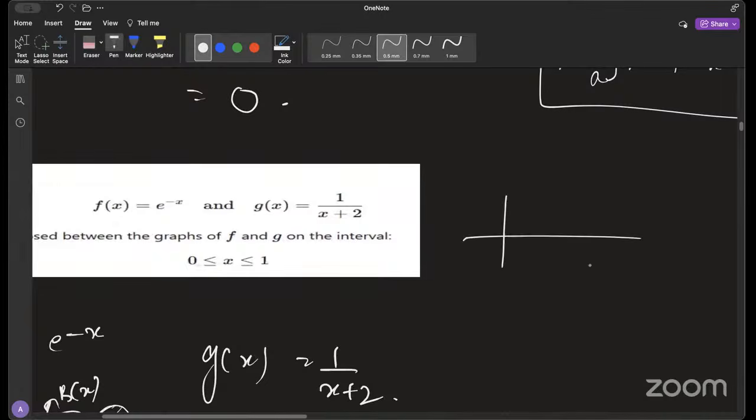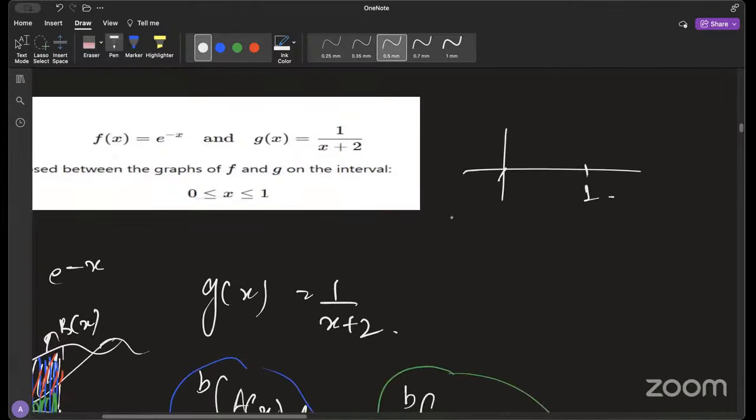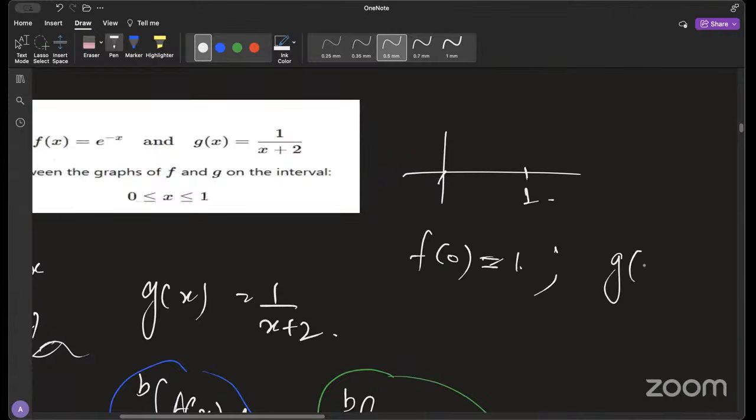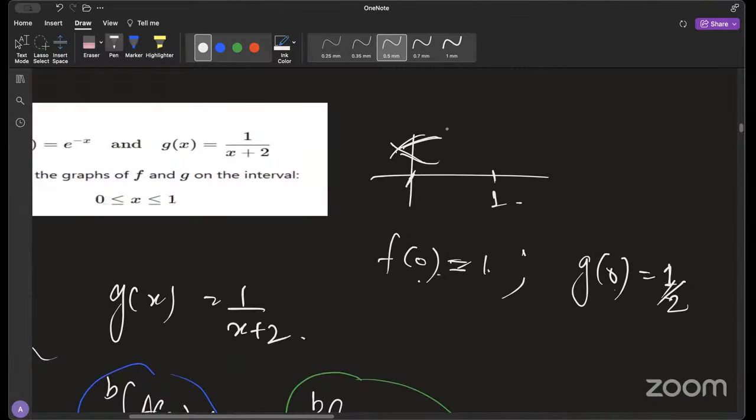So you have to find the area from 0 to 1. This is 0, this is 1. What's f(0)? If I put 0 here, I'll have 1, right? So f(0) is 1, and g(0) is half. That means at 0, f lies above g. You don't even need to know exactly how the graph looks. You just need to know which graph is above at the point 0 and which is below. So at x equals 0, f lies above and g lies below.